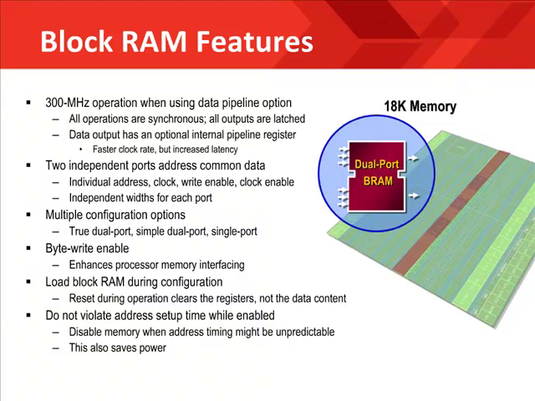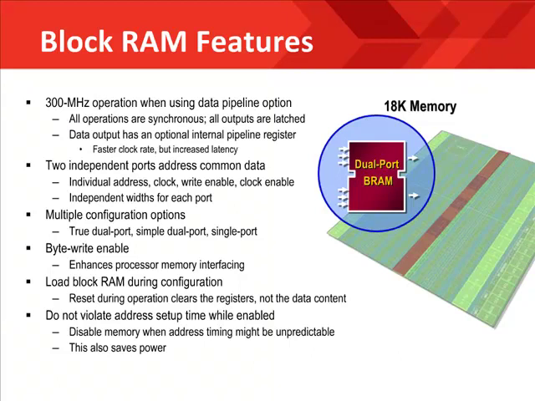Spartan-6 block memory also includes a pipeline option for 300 MHz operation. This architecture includes output registers that give a faster clock rate but do increase the latency. Spartan-6 also has a byte write enable that is helpful to designers targeting embedded applications using the MicroBlaze soft processor core. As I mentioned earlier, you can load the block memory's contents during configuration with the FPGA bit stream.